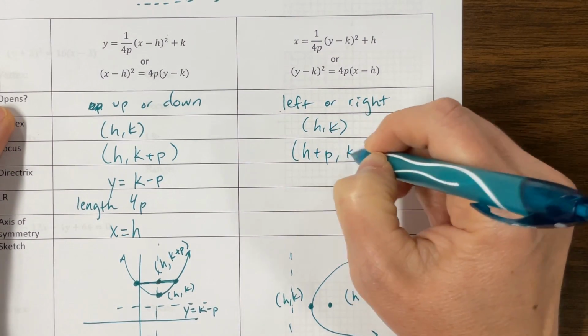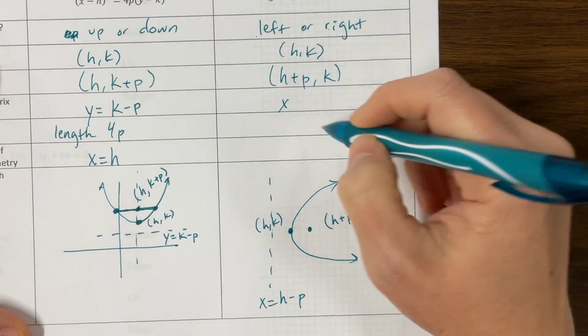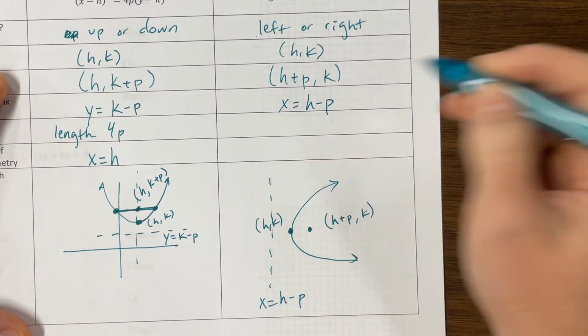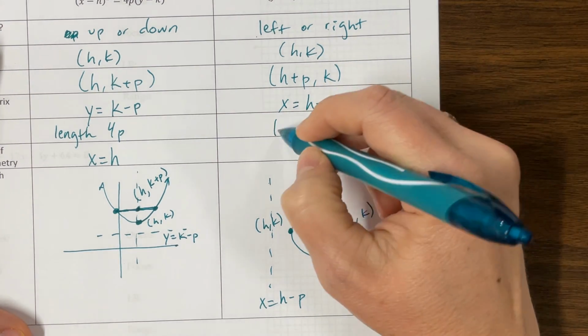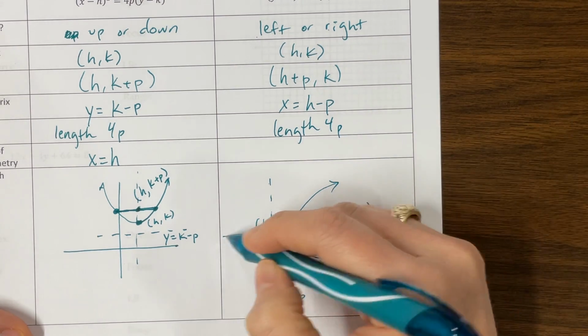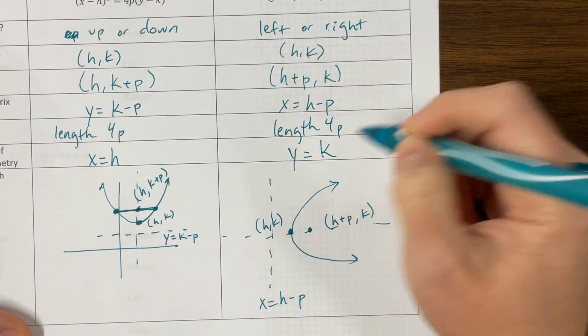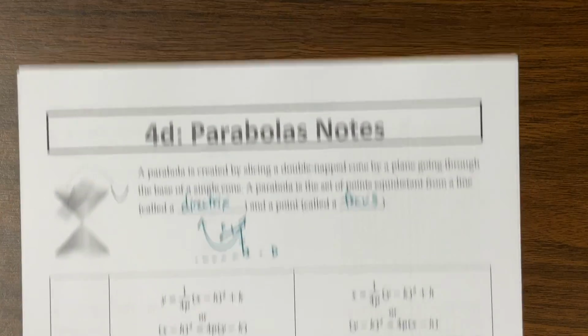H plus p comma k. And then the directrix is going to be x equals h minus p. Okay, the LR still has a length of 4p. And the axis of symmetry now is going to be y equals, well, what's that y value? That y value is equal to k. Okay, let's go try one.